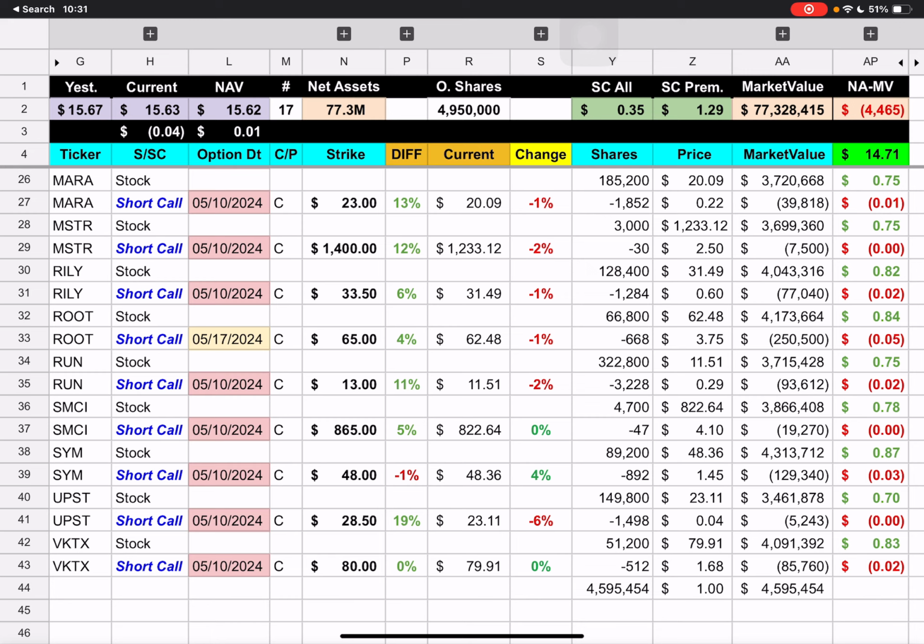Then we have Root. This short call doesn't expire till next week. Has a strike price of $65, currently under that by 4%. The stock price dropped 1% today, and this one, it is bringing the stock price down for that short call 5 cents a share. However, it's because the expiration date for the short call is further out.